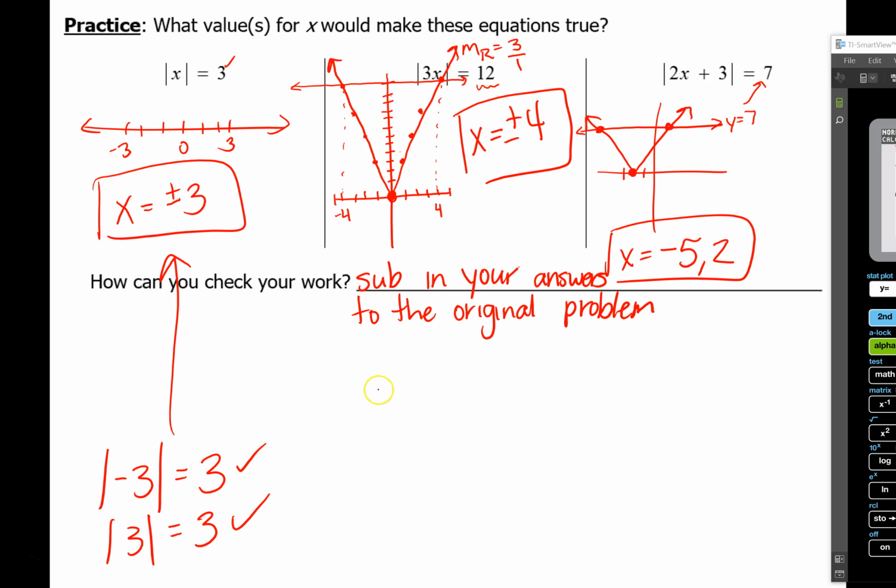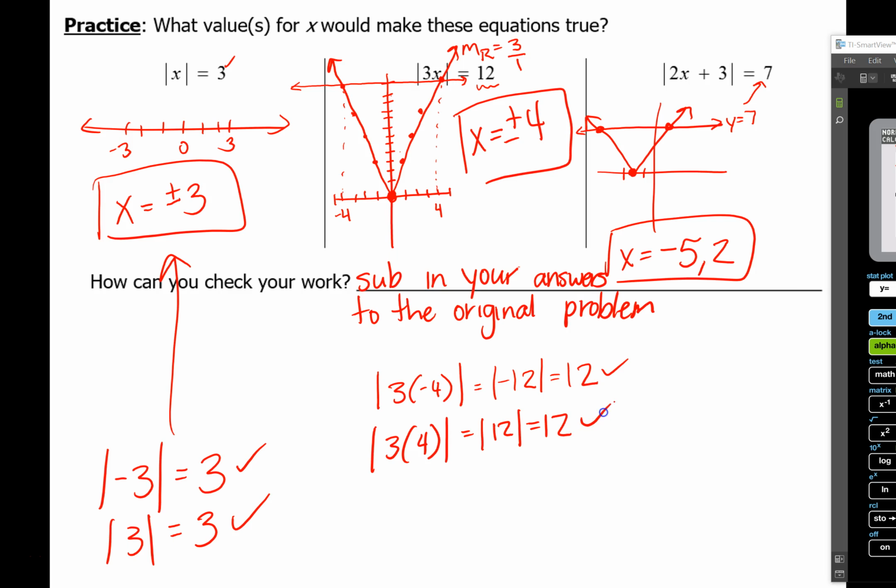For the middle one, if I do the absolute value of 3 times -4, that is the absolute value of -12, which is equal to 12, so it checks. The absolute value of 3 times +4, which was my second answer, I have plus and minus 4, that gives me the absolute value of 12, which is equal to 12, so that answer checks as well. If you plug in these last two, they also should both equal 7 when you plug them in for the x.